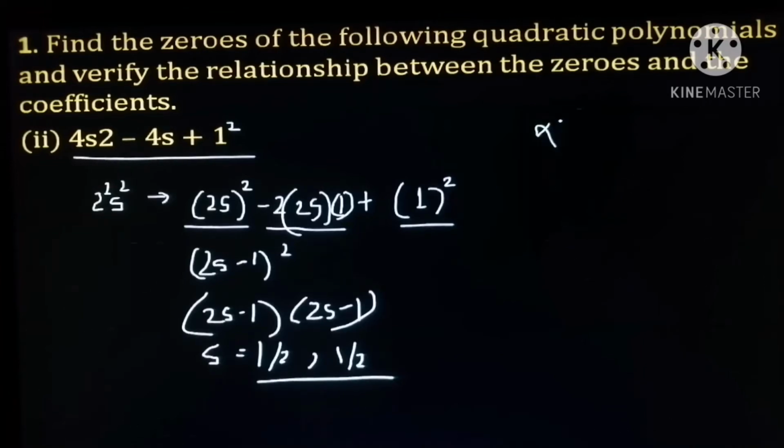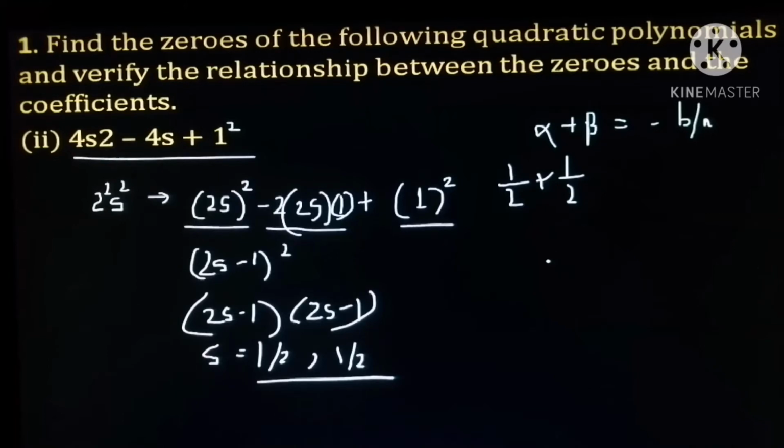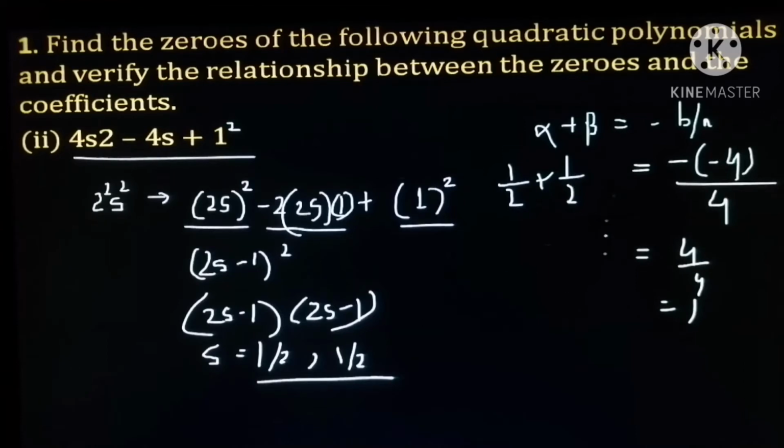So let's verify the relation. Alpha plus beta should be equal to negative b by a. Again we'll be putting the values. Alpha was half, beta was also half, so half and half will make a 1. So this should be equal to negative of b, negative of negative 4, so minus of minus 4 upon 4. Let's solve it. It would be 4 by 4, that is equal to 1, and 1 by 2 and 1 by 2 is also equal to 1. So alpha plus beta is minus b by a.